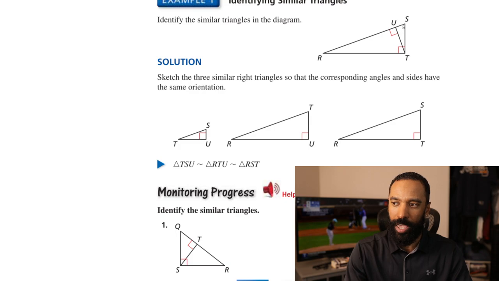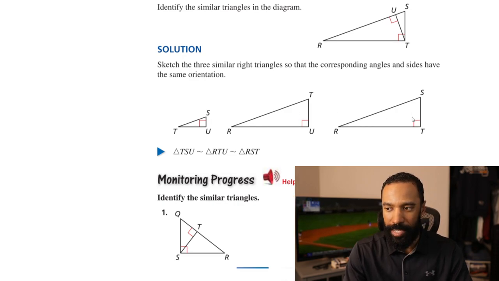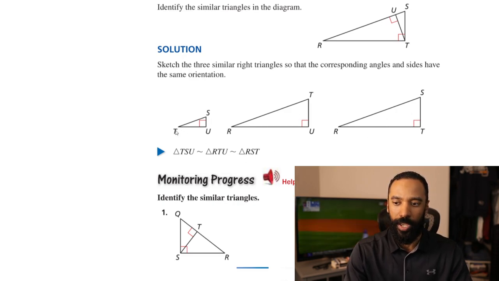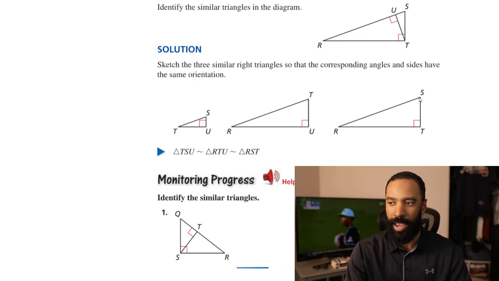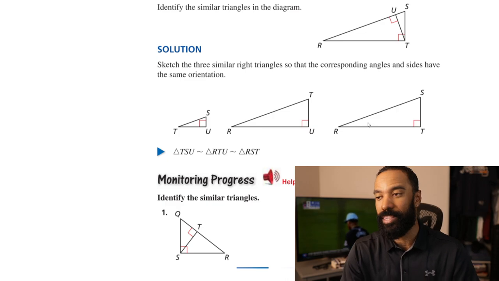And then in the small triangle, we have short leg SU, long leg UT, hypotenuse ST, and we can draw it that same way as well. And in correspondence, if we draw them the same way, we can see that triangle TSU is similar to triangle RTU and similar to triangle RST. And I wholly recommend that you do those.